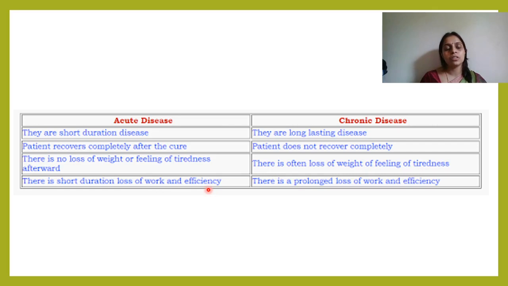Coming to chronic, it's a long lasting disease and the patient does not recover completely. Most of the time he may not recover completely. And often you can expect loss of weight and a feeling of tiredness, and a prolonged loss of work and efficiency. So there's a difference between acute and chronic diseases. With the examples, you can just make a note.